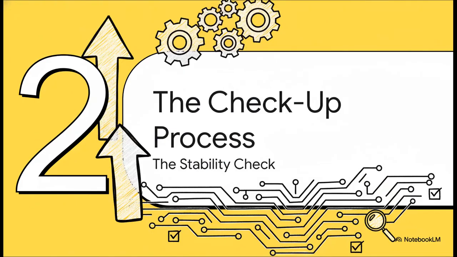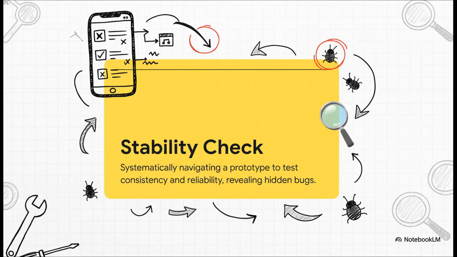Okay, so how do you avoid this whole nightmare scenario? Well, teams have a secret weapon. It's a process that's basically the ultimate quality control for that digital blueprint. It's called the stability check. And a stability check is pretty much what it sounds like. It's a methodical, really systematic deep dive into the prototype. We're not talking about a quick click-through here. No, this is a dedicated mission to go through every single screen and interaction to hunt down those hidden bugs before they can do any real damage.